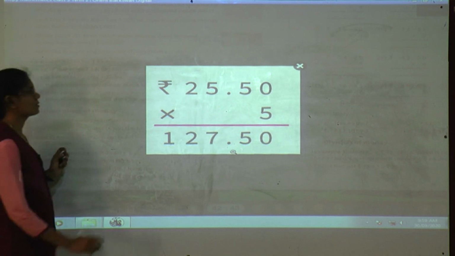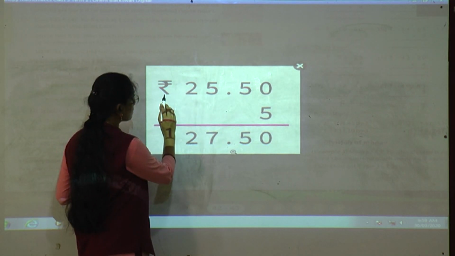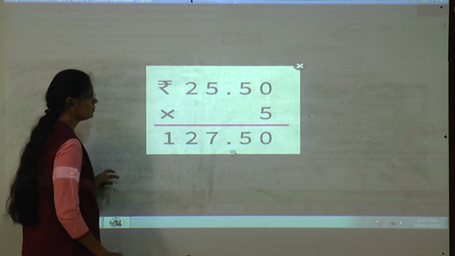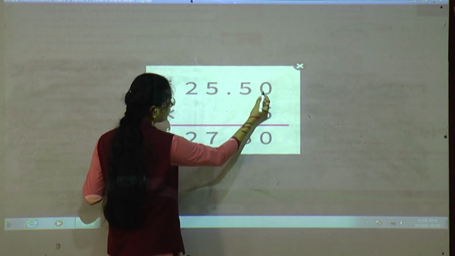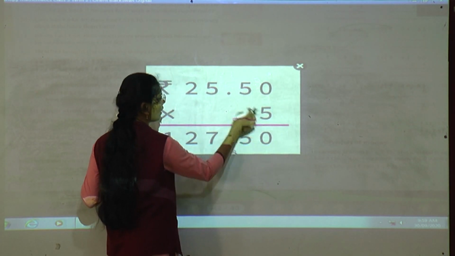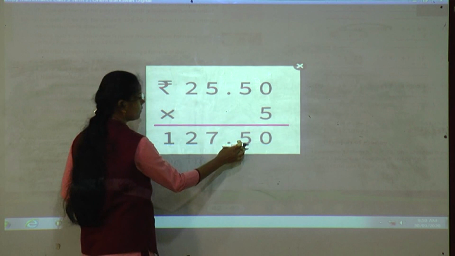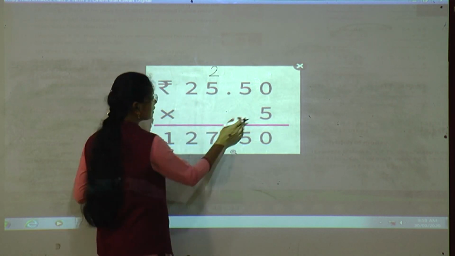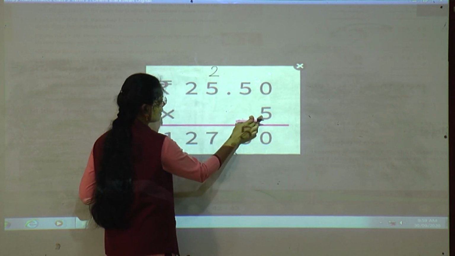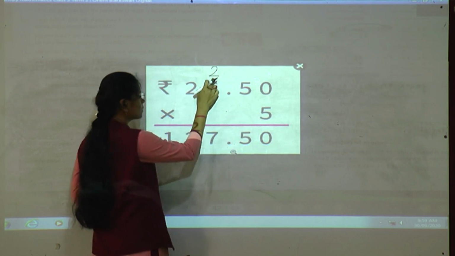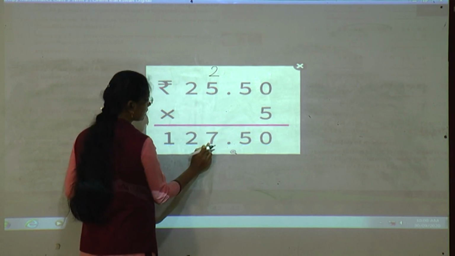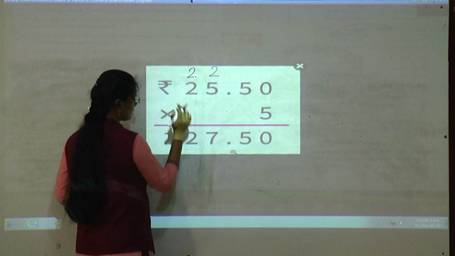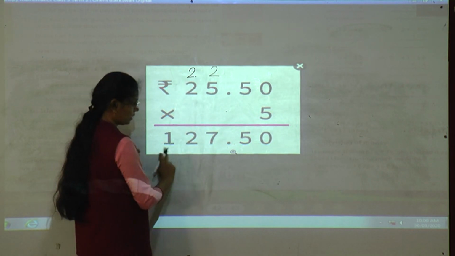So here let us do the multiplication. See here, rupees 25.50 into 5. 5 into 0 is 0. Then 5 5s are 25, so here we'll write 5 and give 2 as a carry. Then 5 into 5, 5 5s are 25 plus 2, 27. So here we'll write 7 and 2 as a carry. Then 5 2s are 10 plus 2, 12. So here we got the answer.